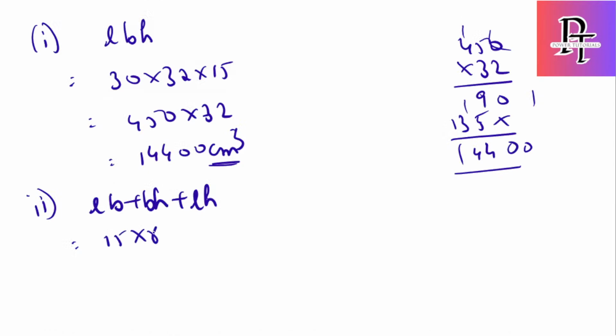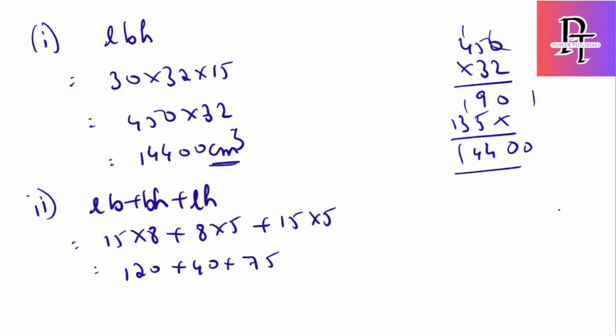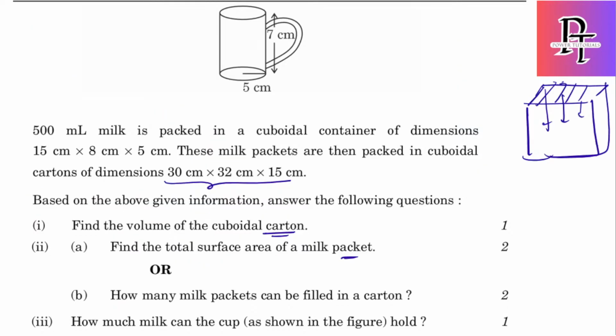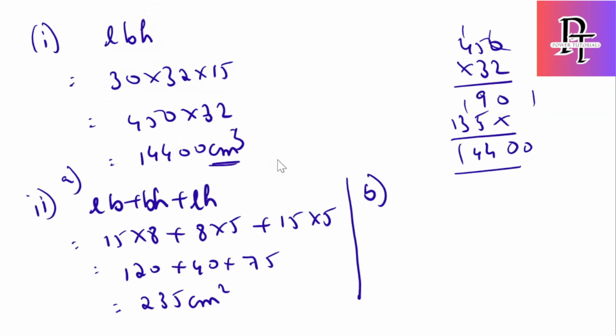15 into 8 plus 8 into 5 plus 15 into 5. 5 eights are 40, 15 fives are 75. So 120 plus 40 is 160, 160 plus 75 is 235. Okay, so total volume we know which is this one, and each packet is this one.